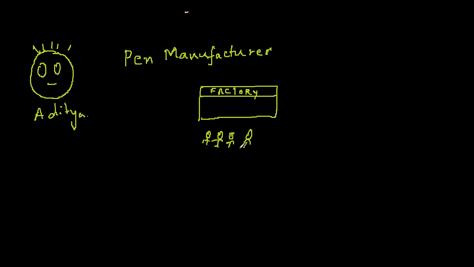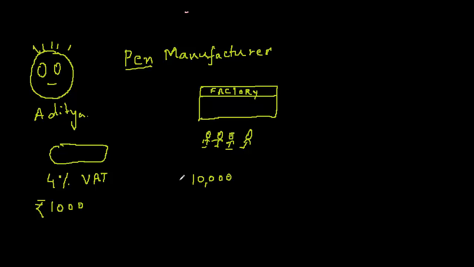Now, if Aditya has been charged with an indirect tax, let us say the government comes and says, okay, Aditya, you have purchased this much of raw material, and on this much of raw material, I want 4% of VAT, which is an indirect tax, which comes out to be, let us say, 1000 rupees. Now Aditya will do a simple thing. If the cost to manufacture was, let us say, 10,000 rupees, he'll simply add this 1,000 rupees into this value, and now the manufacturing cost is 11,000 rupees.